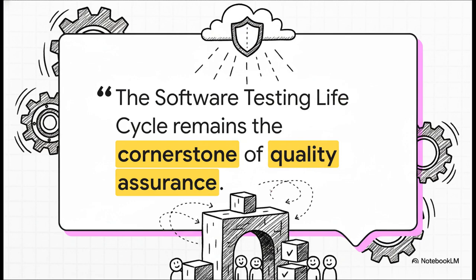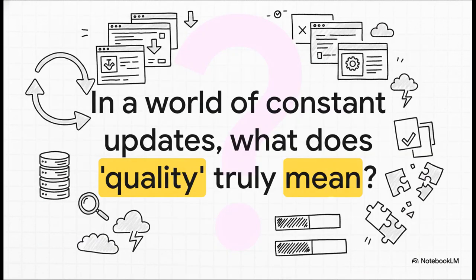And that really brings us to the core truth here. No matter how fast development gets, no matter how fancy the tools become, the STLC remains the fundamental cornerstone of quality assurance. It's the structure and discipline you need to build software that people can actually depend on. Which leaves us with one final big thought to chew on. In today's world of nonstop updates and continuous delivery, where software is never really done, what does our standard for quality truly mean anymore?